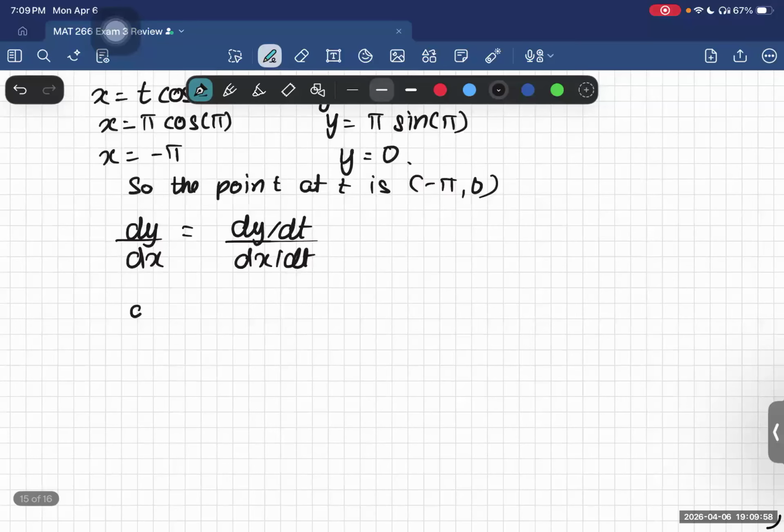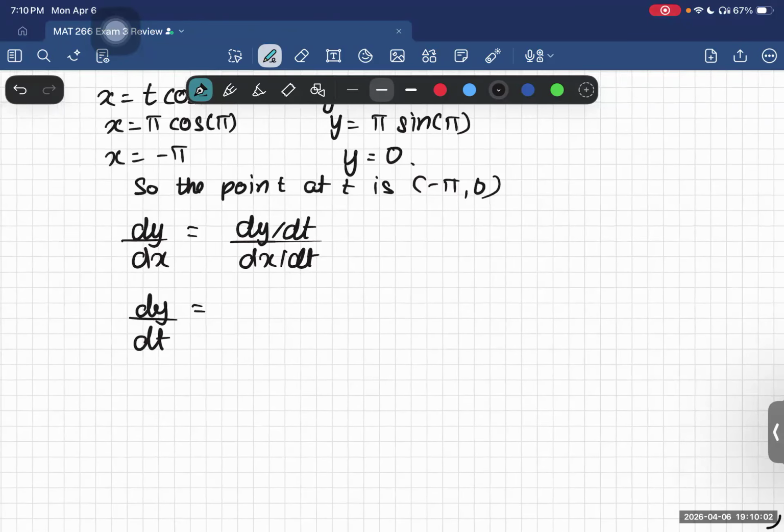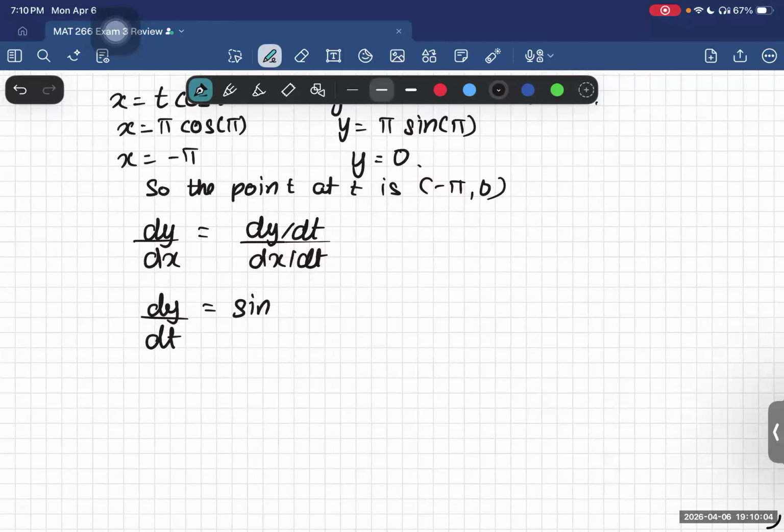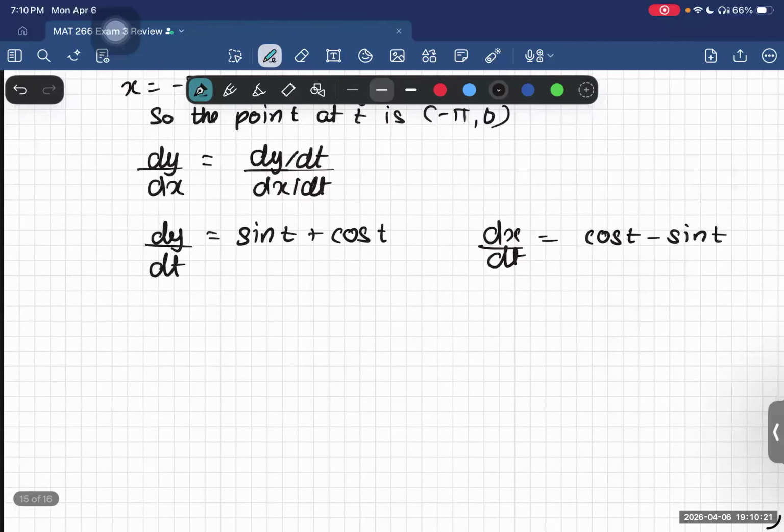So let's calculate first. dy/dt is equal to sine t plus cosine t. We get two terms because of the chain rule. And dx/dt, in a similar fashion, we will have cosine t minus sine t.